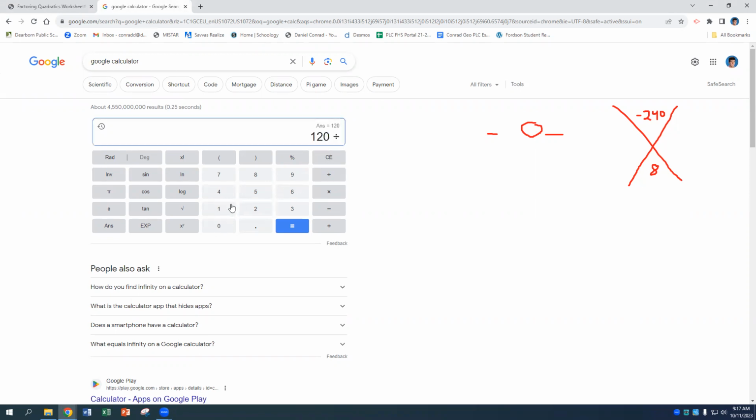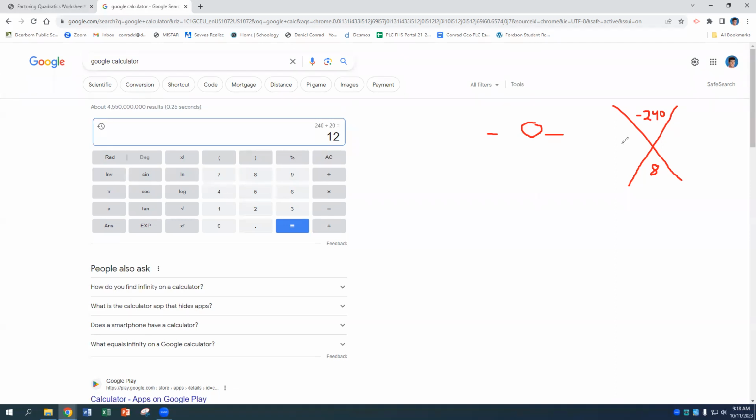How about 240 divided by 10? I'm sorry, I did 240 divided by 2, that's 120, and it doesn't work. Now I'm going to do 240 divided by 10. That's 24. So that's not going to work. How about 240 divided by 20? That's 12. There you go, 20 and 12. The distance between 20 and 12 is going to be 8.